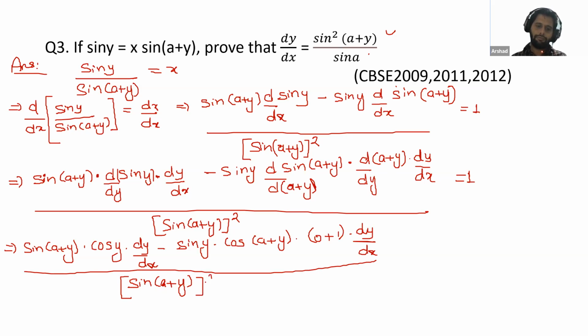A is a constant. So what is the derivative of a constant? Okay, now please check here, Umair. We have sin(a plus y), and differentiating this we get cos(a plus y). Then the derivative of a is 0, since a is a constant. And what's the derivative of y? This is 1. Then we have dy by dx. Is it clear, Umair?